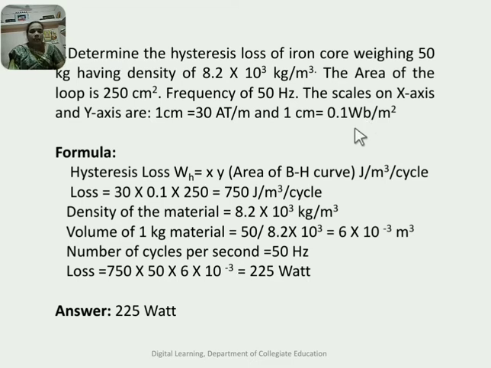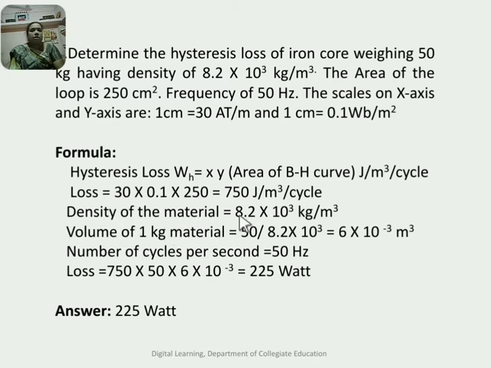Then here we need the hysteresis loss. Hysteresis loss is calculated by the formula x into y, these two being the scales along the x-axis and y-axis, into the area of the BH curve. Here, along the x-axis it is 30, along the y-axis it is 0.1, and the area of the BH curve is 250. So we get 750 as the hysteresis loss.